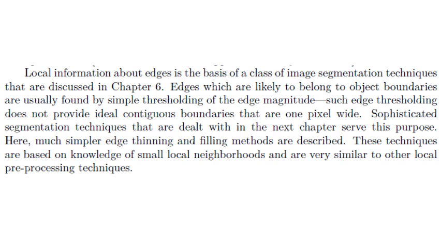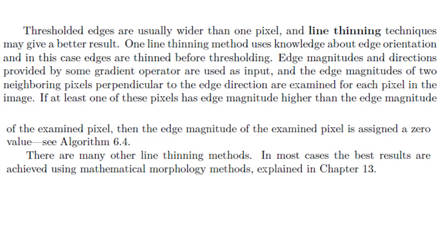These techniques are usually based on information about a small local neighborhood, very similar to other local preprocessing techniques which we already studied earlier in this module. Thresholding the edges is mainly used over a wider area than just applying it on one pixel, and then line thinning techniques. The next is line thinning techniques; they may give a better result.